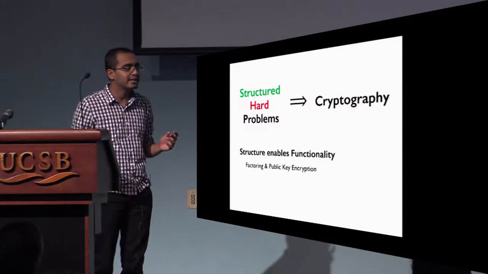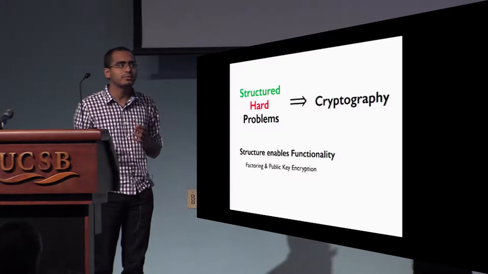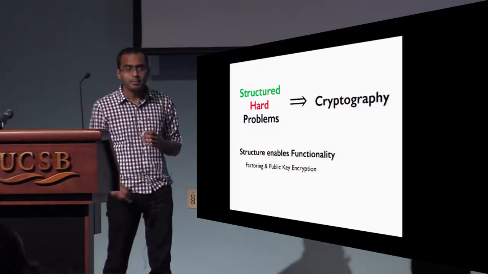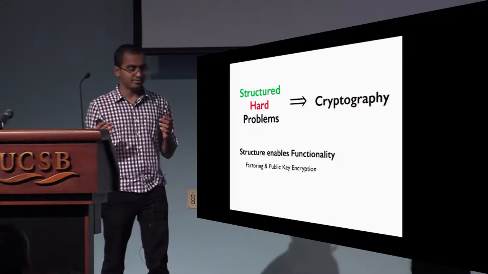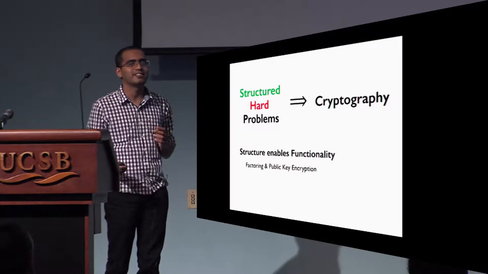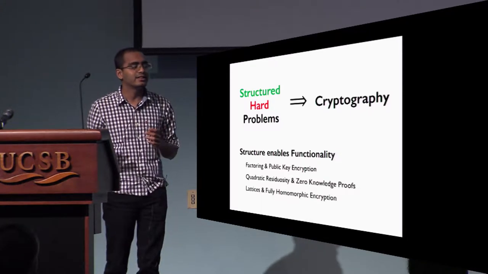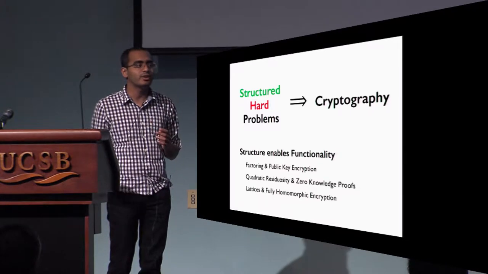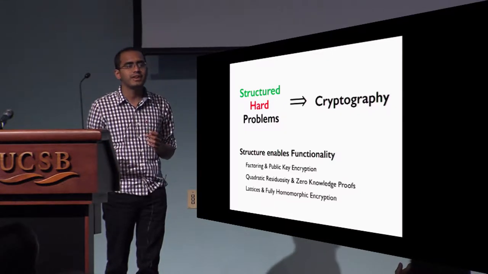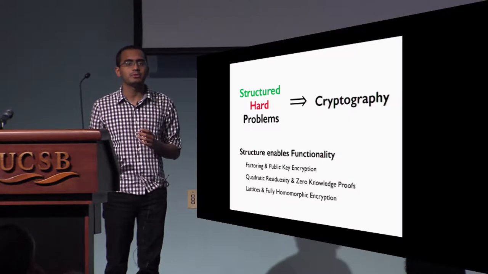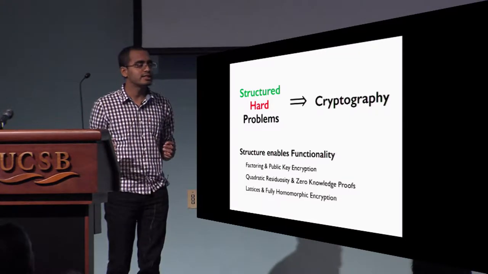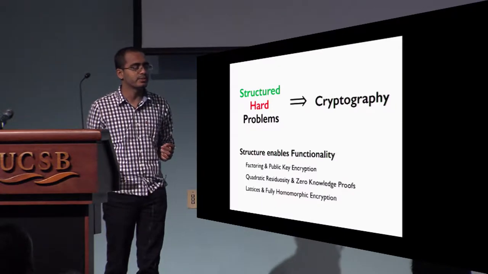Moreover, we could say that this structure has been pivotal in the development of cryptography itself. For example, public key encryption really became possible when we assumed the hardness of these number theoretic problems like factoring. Similarly, the first zero knowledge proofs we had were for quadratic residuosity. And more recently, as we have assumed hardness of problems on lattices and so on, we have a host of fantastic new applications, such as fully homomorphic encryption.